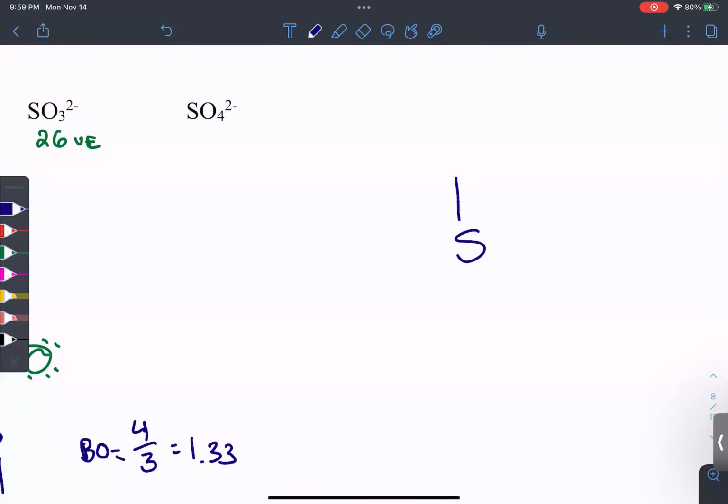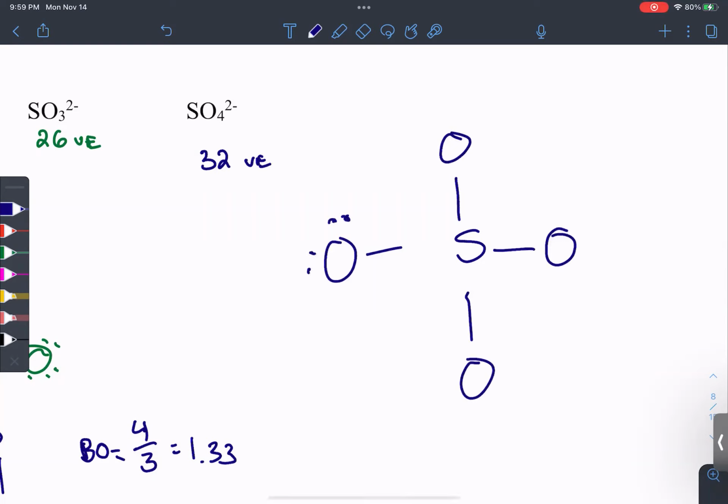How many valence electrons? Thank you, 32 valence electrons. So sulfur in the middle, 4 oxygens, so 8, 9, 10, 11, 12, 13, 14, 15, 16, 17, 18, 19, 20, 21, 22, 23, 24, 25, 26, 27, 28, 29, 30, 31, 32.